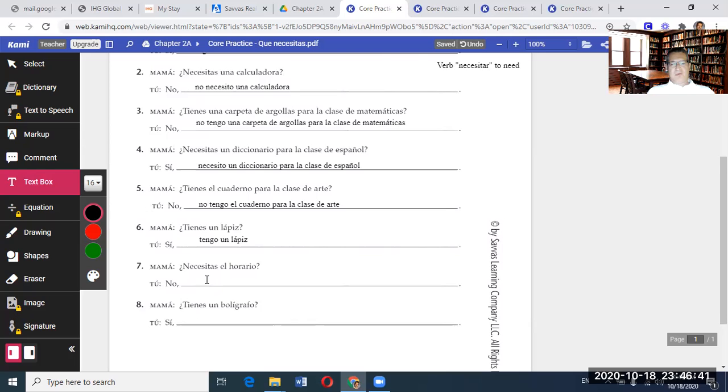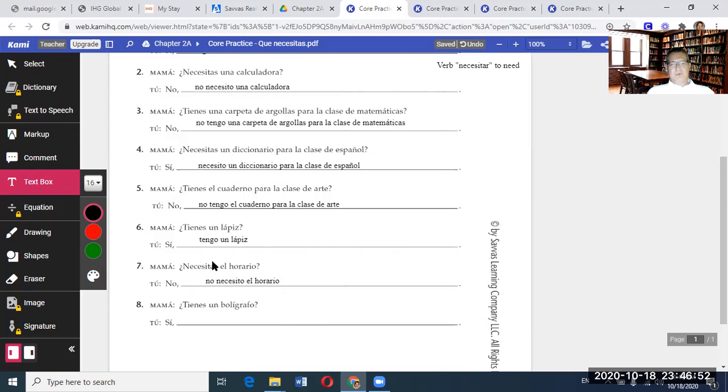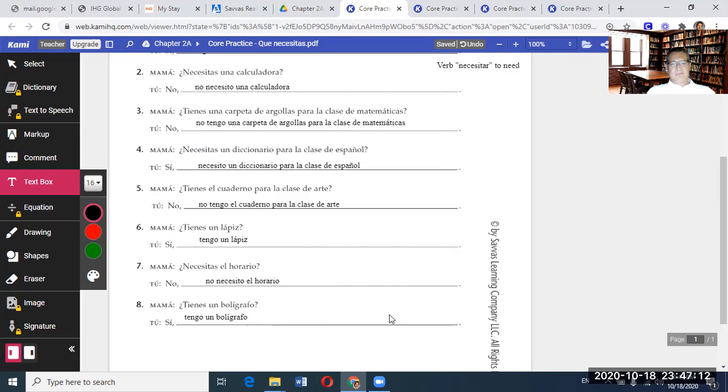¿Necesitas el horario? No. No necesito el horario. No, I do not need the schedule. ¿Necesitas el horario? No, no necesito el horario. ¿Tienes un bolígrafo? Sí. Tengo un bolígrafo. Yes, I have a pen. Sí, tengo un bolígrafo.